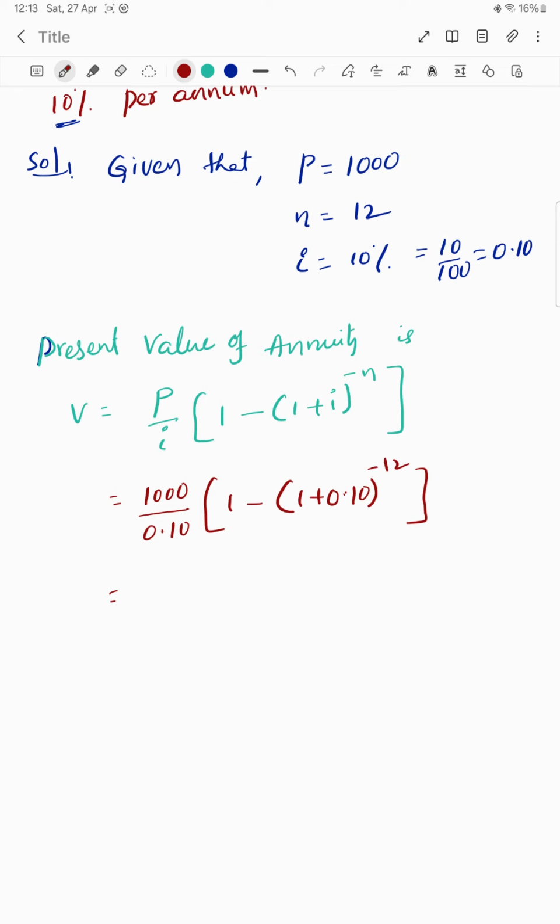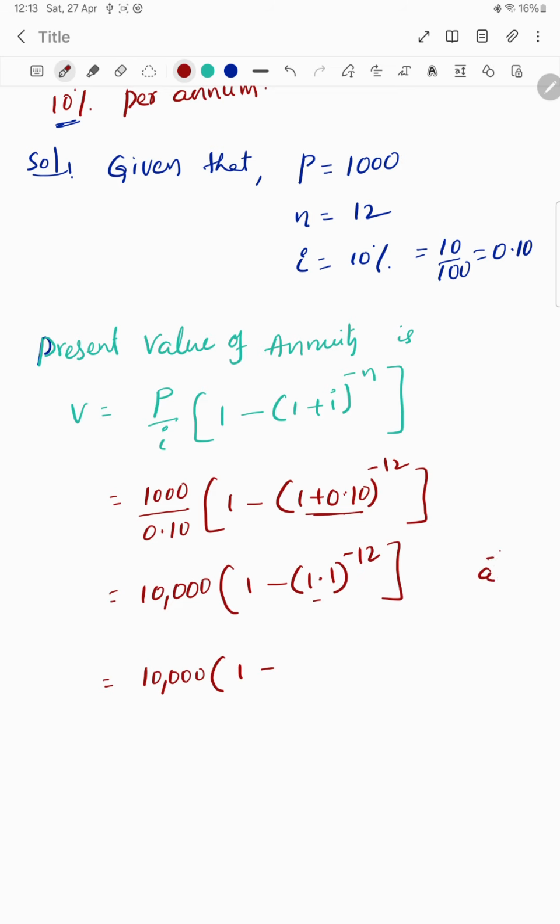Thousand by 0.10, it will be 10,000 into 1 minus 1 plus 0.10, which means 1.1 to the power of minus 12. Now this implies 10,000 into 1 minus, as we know that a to the power of minus n can be written as 1 by a power n. This we have learned in our indices. So this implies 1 by 1.1 to the power of 12.